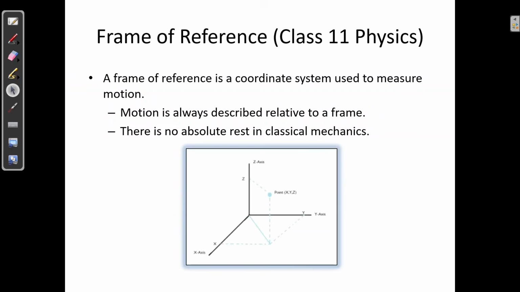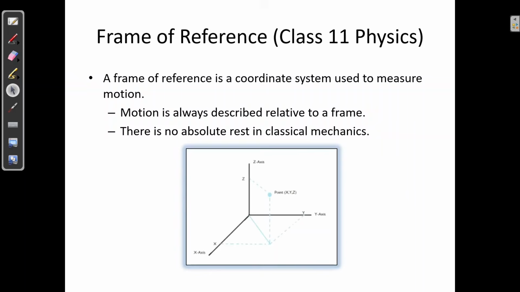Today we are going to discuss a very important topic of mechanics, or you can say kinematics, the branch of physics where we deal with motion. It is about the frame of reference. So what is frame of reference? If I tell you the frame of reference in raw form, it is nothing but the coordinate system from where we try to measure the motion.